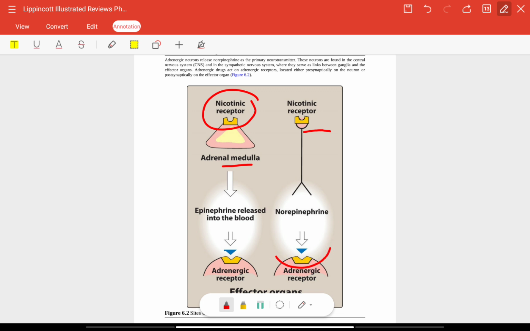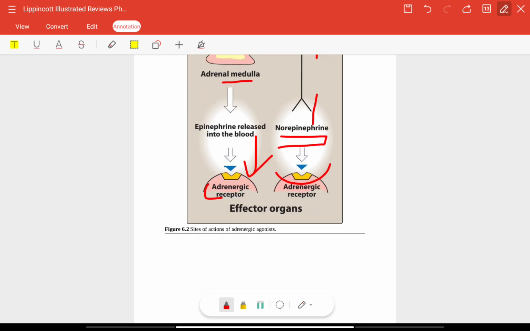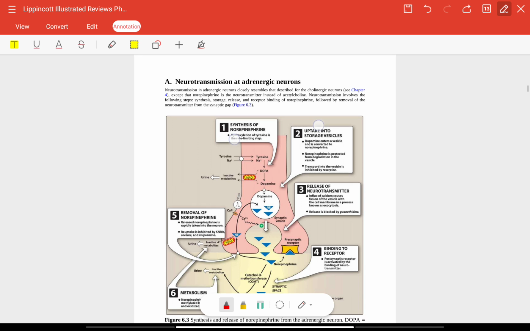In the adrenal medulla, epinephrine is released into the blood and it goes to the effector organs on adrenergic receptors. Where there are nicotinic receptors in the sympathetic nervous system, norepinephrine is released in the ganglia and it goes to the effector organs and attaches to the adrenergic receptor. These are the two sites of action for the agonist.